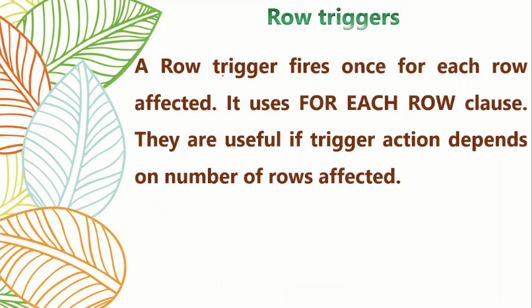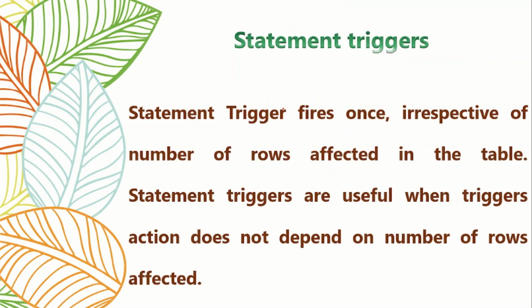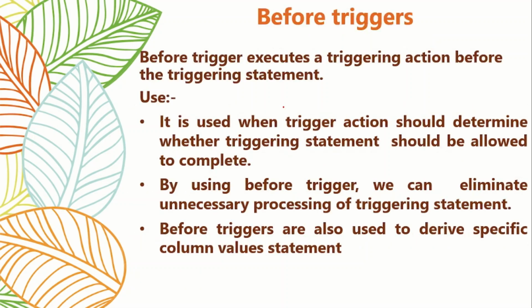Now coming to the row trigger. I have already said that a row trigger is fired based on the number of rows affected by a DML statement, that is insert, update and delete. A statement trigger is fired once irrespective of the number of rows affected. So that is there.